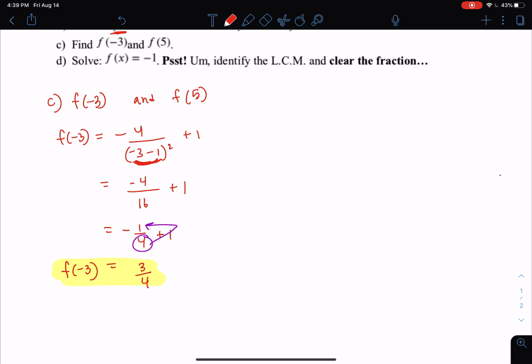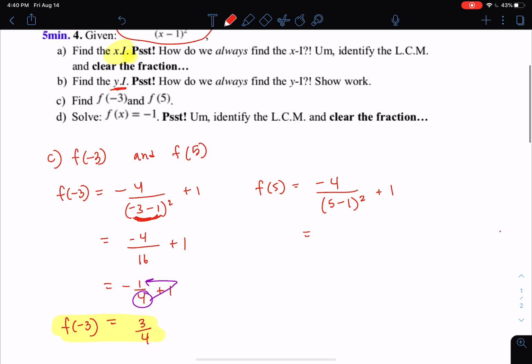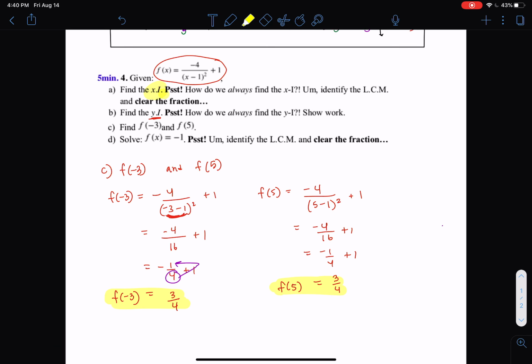Let's do the second part of that problem, f of 5. So now we're just plugging in 5. You can pause the video and try it yourself. So you should have gotten the same exact answer, actually, this time.